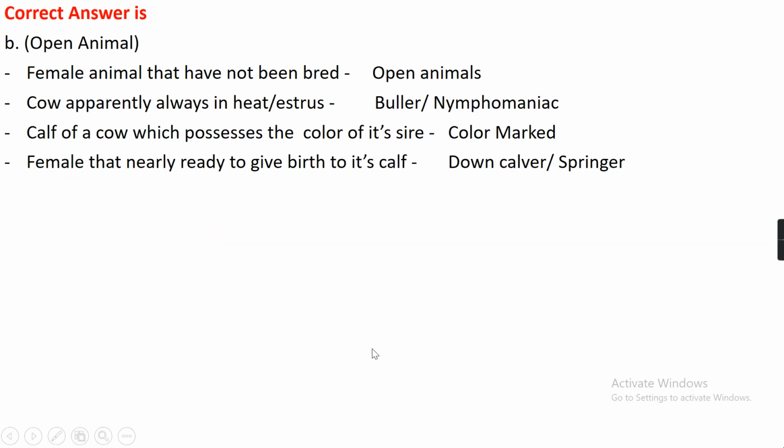Okay, a female animal that has not been bred is known as an open animal. Buller and nymphomaniac are terms for cows which are apparently always in heat, known as buller or nymphomaniac cows. A calf which retains the color of its sire is known as a color marked calf. Down calver and springer is a term used for a female that is merely ready to give birth to its calf. Okay.